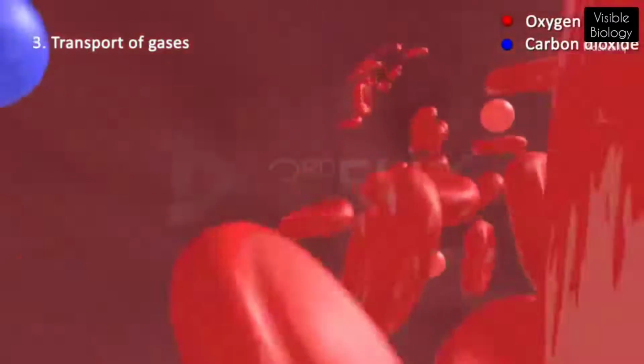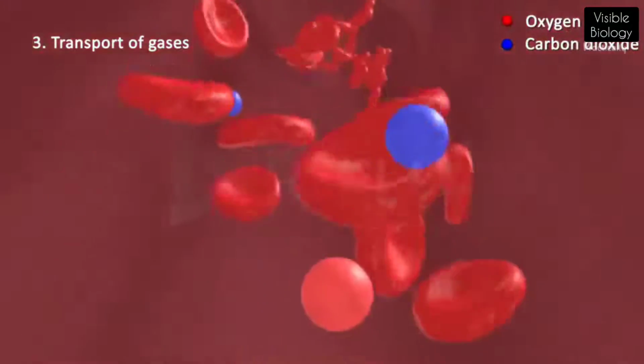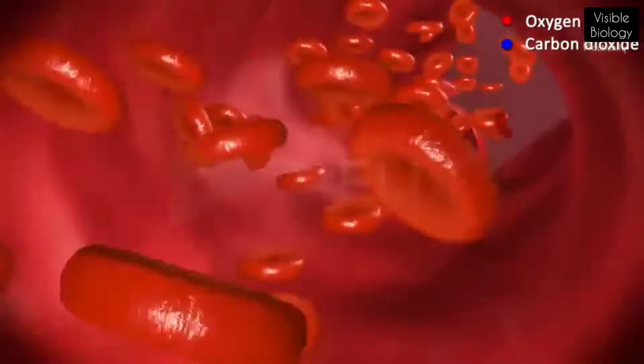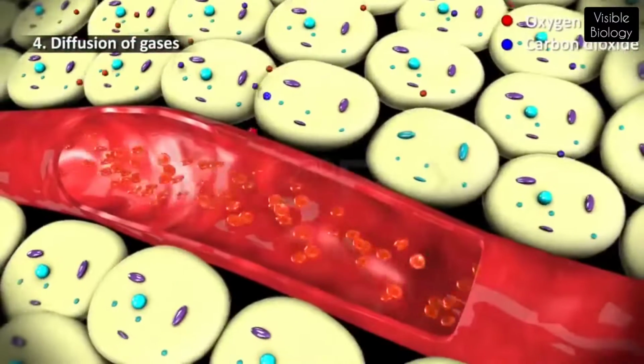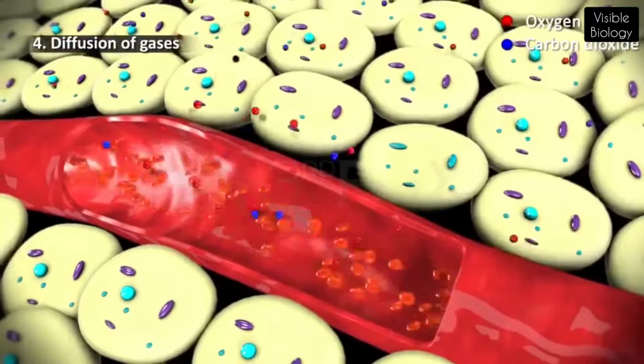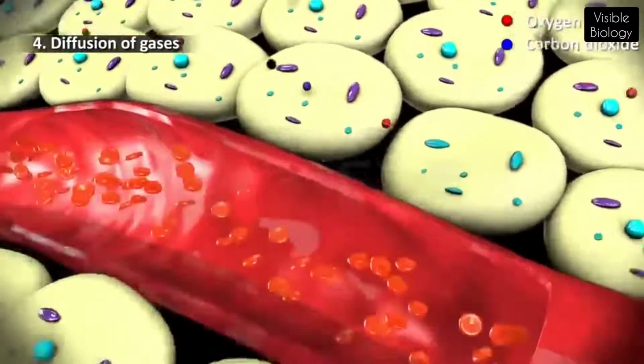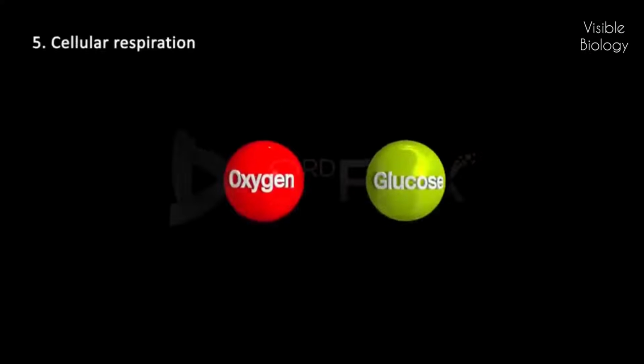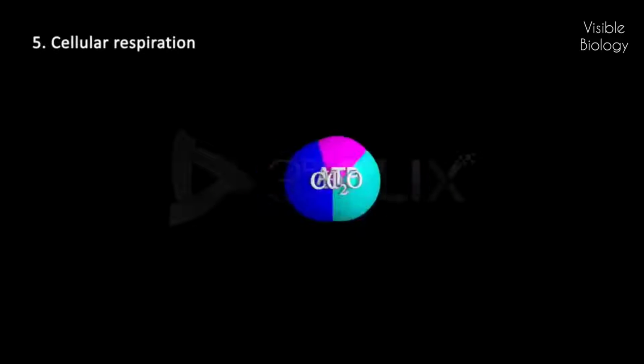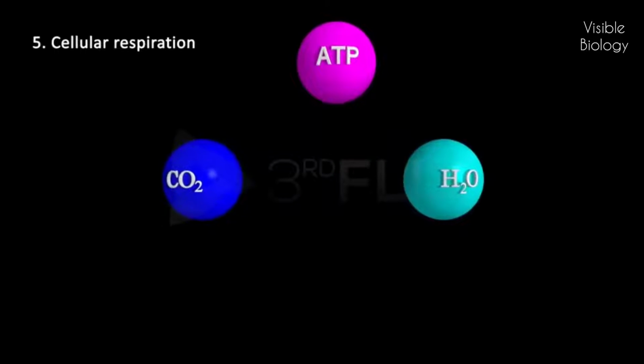3. Transport of gases by the blood between the lungs and tissues. 4. Diffusion of gases, O2 and CO2, between the blood and tissues. 5. Utilization of O2 by the cells for catabolic reactions and the production of ATP, CO2 and H2O, cellular respiration.